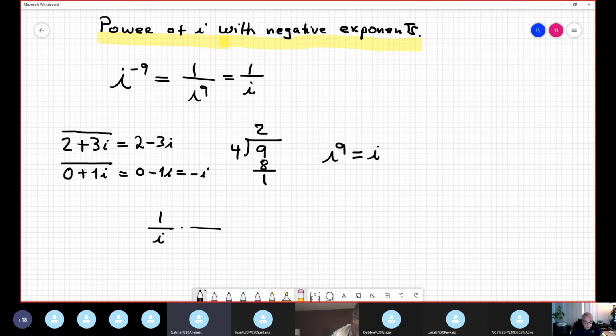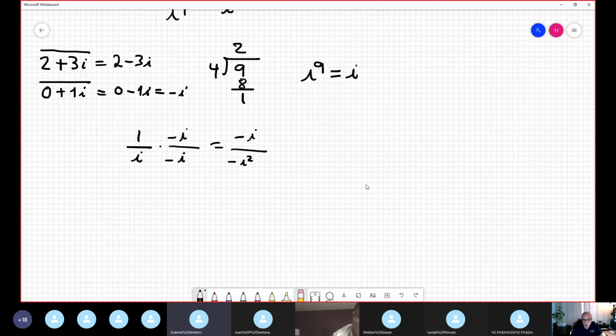Then you create this smart 1: 1 minus i over minus i. And you multiply. 1 times negative i is negative i, and i times negative i is negative i squared. Yes or no? But I know that i squared alone is negative 1. So you have negative i divided by negative 1. You replace i squared by negative 1. Double negative becomes positive 1, and you know that a positive 1 is totally invisible. Divided by 1 or multiplied by 1 does nothing. And the answer is negative i, the answer I need.